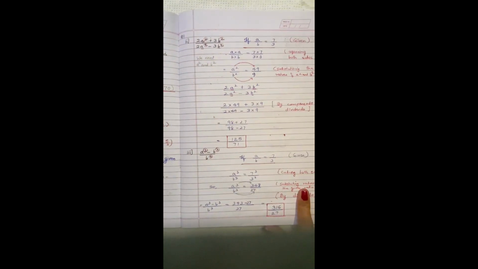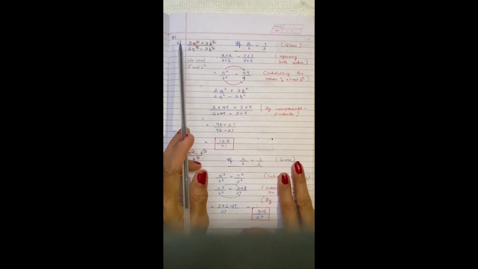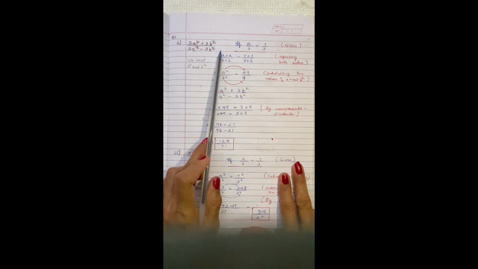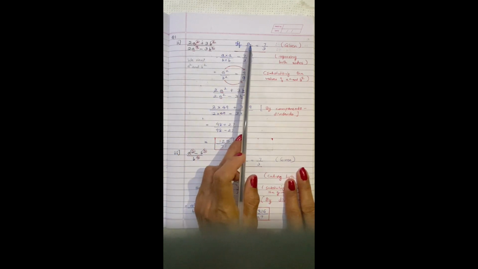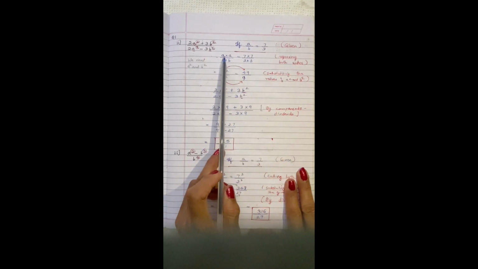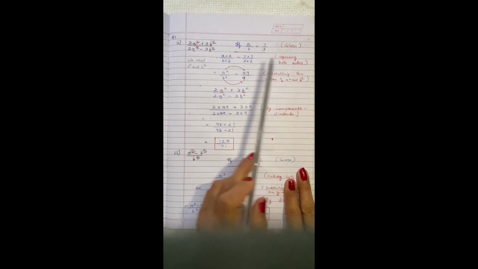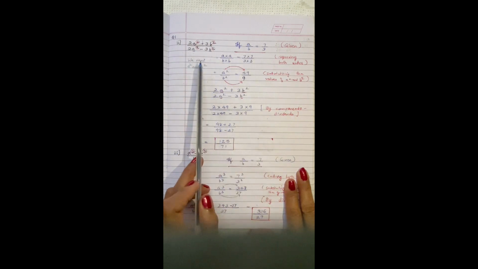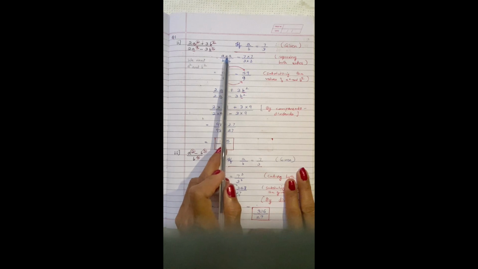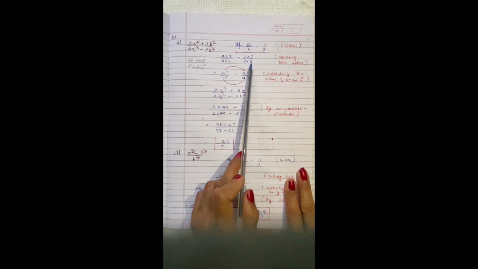Now question 1, sub question 2: 2a square plus 3b square upon 2a square minus 3b square. a upon b is equal to 7 upon 3, it is already given. Now we have to square both the left hand side and the right hand side. Why square? Because we want squares in this. So a into a upon b into b, 7 into 7 upon 3 into 3.